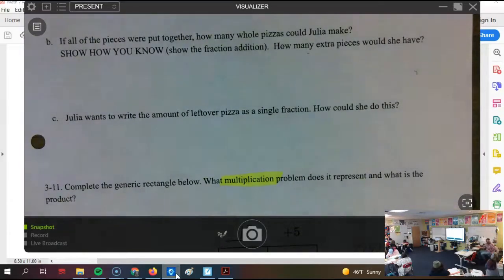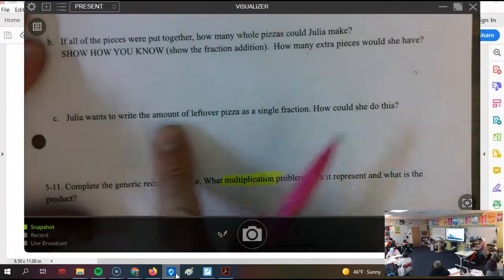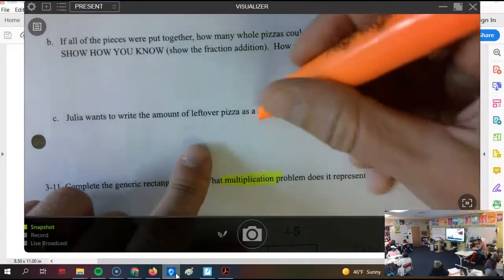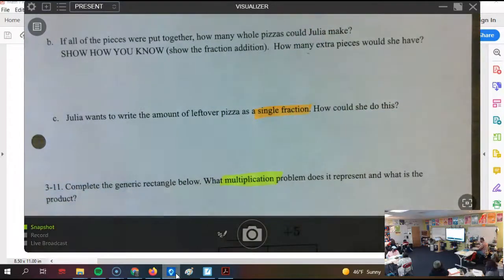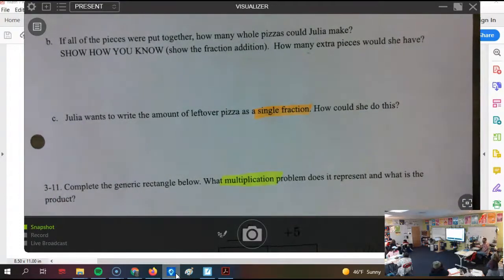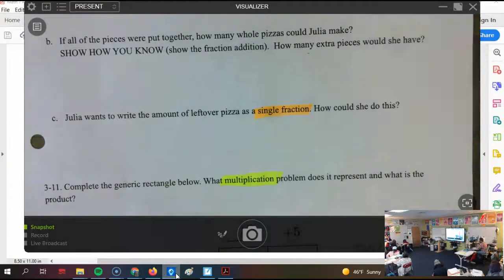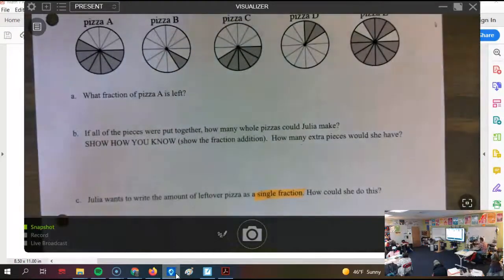You said 10C? Yeah, as in Charles. Julia wants to write the amount of leftover pizza as a single fraction. Now, this is where some of you actually made your jobs harder on the mastery, because I've started giving some feedback. You can leave fractions improper unless you get told that you have to convert to a mixed. So, A and B help us get to C. So essentially, I'm going to work through A and B to get down there.